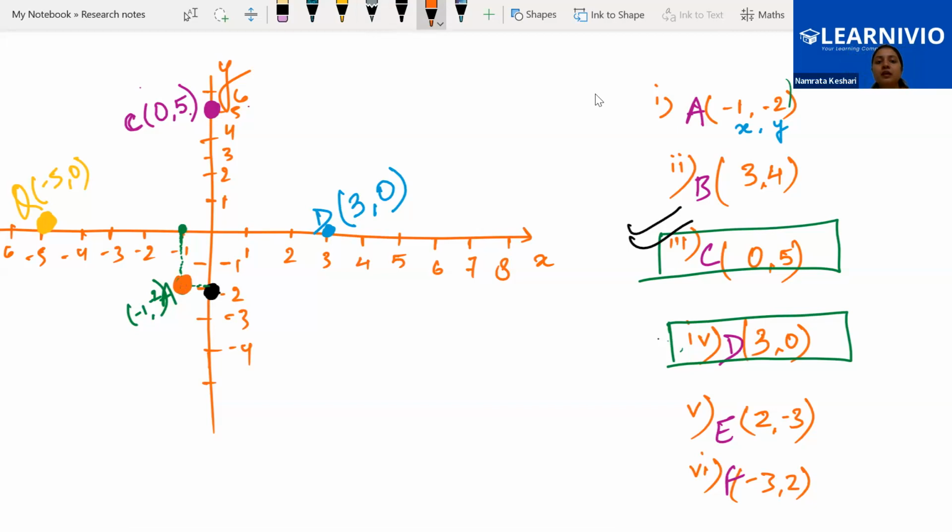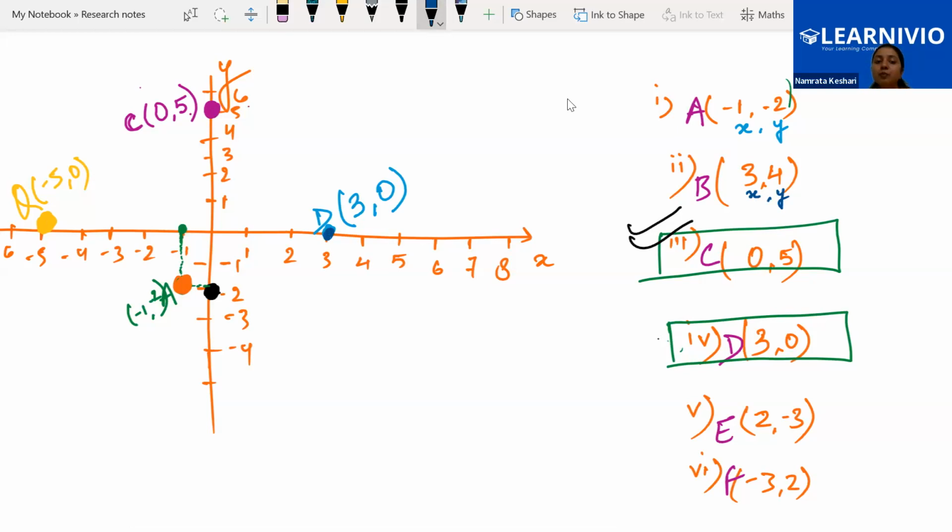Yes, ma'am. Now we will be representing point B. The coordinate of point B is 3, 4. That means x is 3 and y is 4. Is x +3 or -3? X is 3. That means x is +3. Here we can see x is +3.